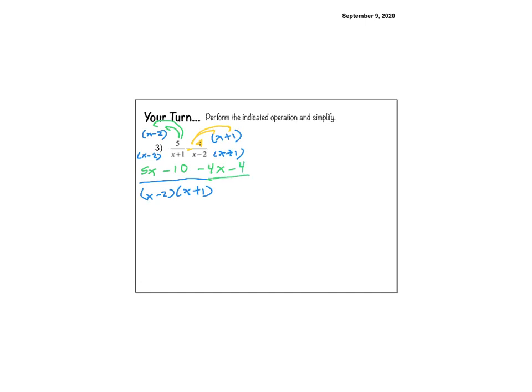So now let's go ahead and combine our like terms. You've got 5x minus 4x, which is x. A negative 10 minus 4 is a minus 14. All over the common denominator x minus 2, x plus 1. You can't do anything with that. That's as simplified as it gets. So our learning target there was, I can add and subtract rational expressions.